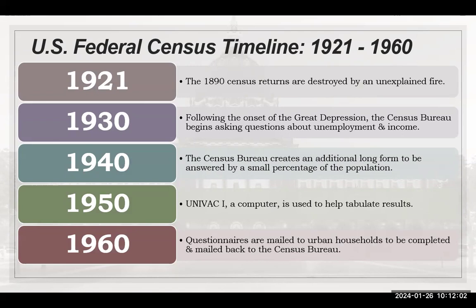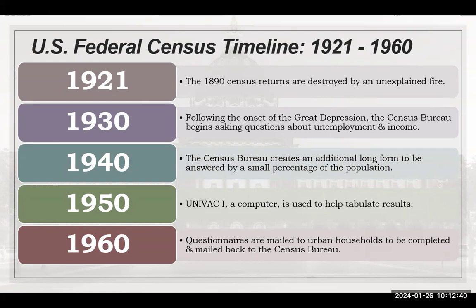So in 1921, this is probably known to some of you at least, the 1890 census returns are destroyed by an unexplained fire in January of 1921. In 1930, following the onset of the Great Depression, the Census Bureau begins asking questions about unemployment and income. In 1940, the Census Bureau creates an additional long form to be answered by a small percentage of the population. In 1950, we see the first use of a computer, UNIVAC 1, to help tabulate the results.